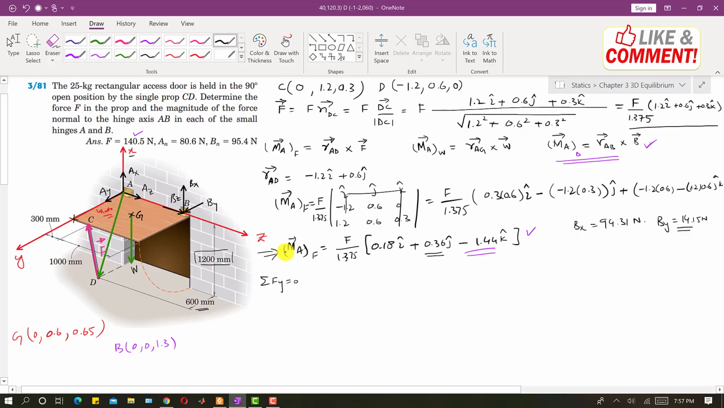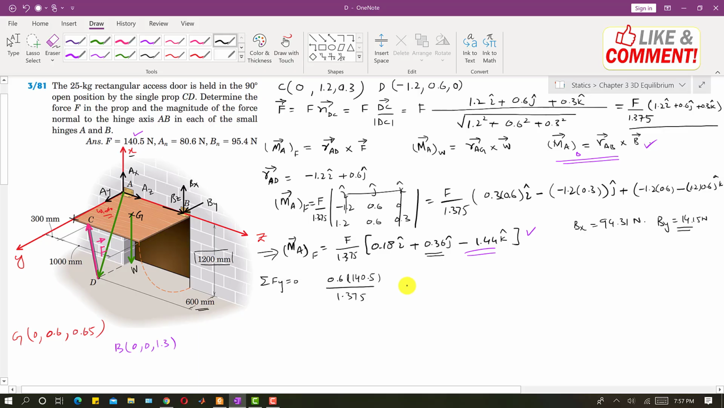So this is the moment at A due to F, right? Now we will add up all the components of forces along Y. As we can see, this force has this component along Y, so I will write 0.6 into F, where the magnitude of F is 140.5 divided by 1.375. So this is the component of force along Y.